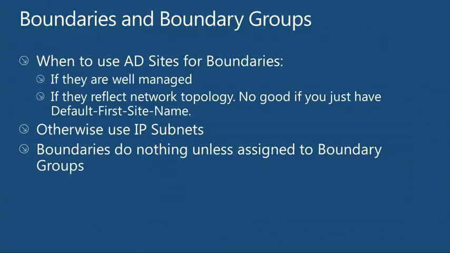Obviously, use AD sites for boundaries if they're well managed, and if you're actually using lots of sites. Some people still have default first site name as their only site. That's obviously not going to work for your boundaries. So in that case, you might use IP subnets. And just be aware, this might seem obvious, but we have had customers that have created their boundaries and didn't realise that nothing would happen until they actually add those boundaries to boundary groups.